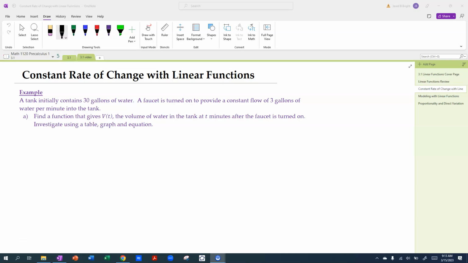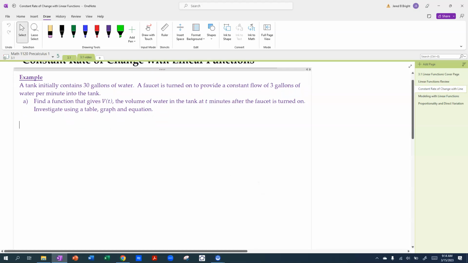Welcome back, and we're going to begin with an example for this video. It talks about a tank being filled with 30 gallons of water initially, and then we turn a faucet on to provide a constant flow of 3 gallons of water per minute into the tank. Our first job is to determine this function V of t that gives the volume of water in the tank at t minutes after the faucet is turned on. And then it says investigate using a table, graph, and an equation.